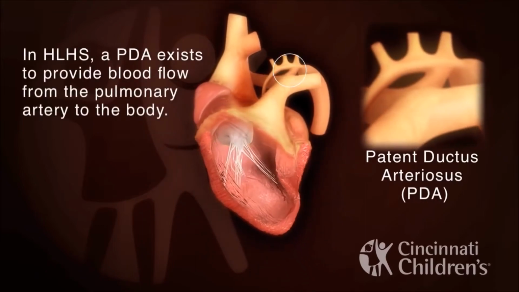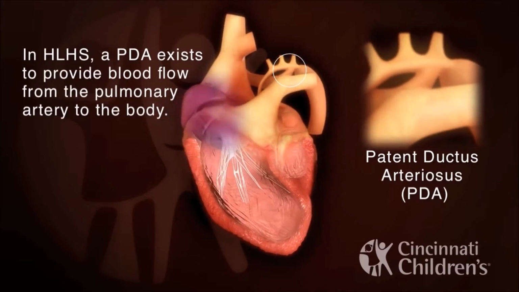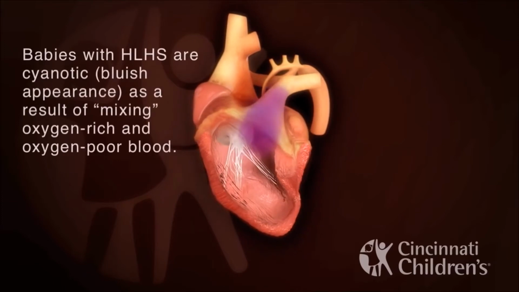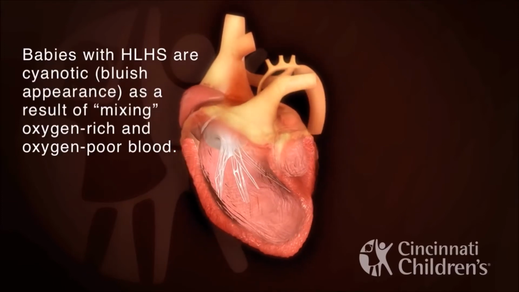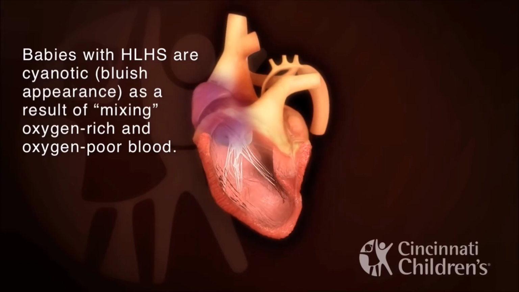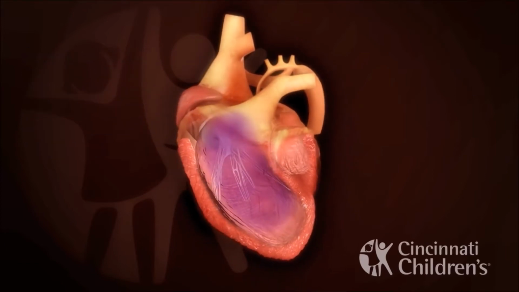In HLHS, a PDA exists to provide blood flow from the pulmonary artery to the body. Babies with HLHS have a bluish appearance, known as cyanosis, as a result of mixing oxygen-rich and oxygen-poor blood.